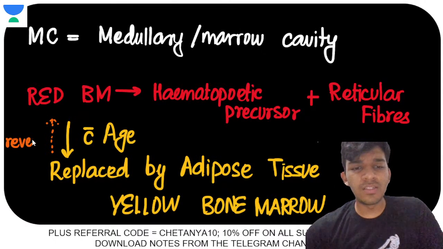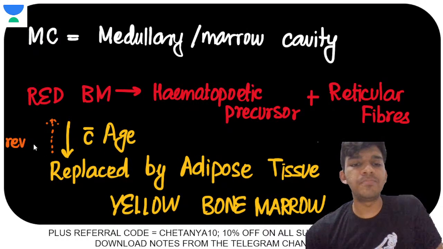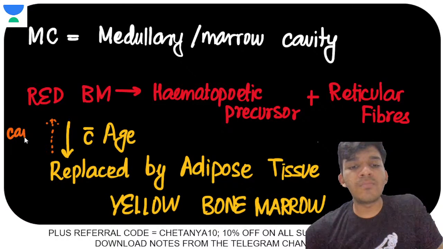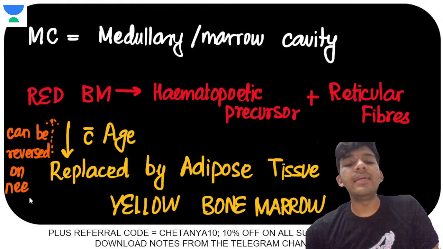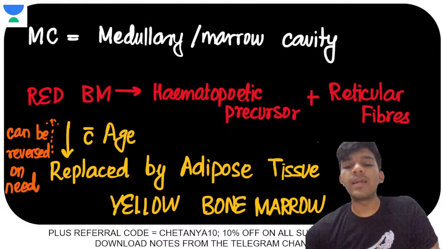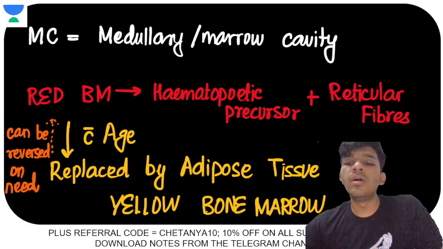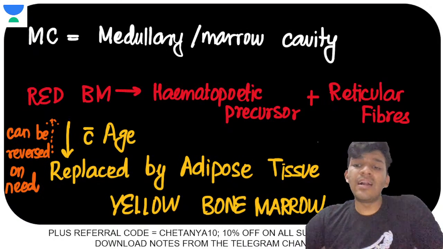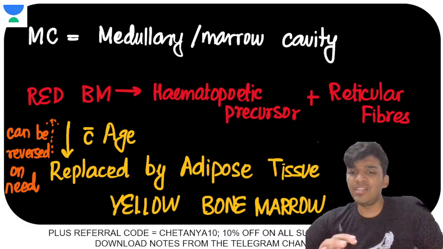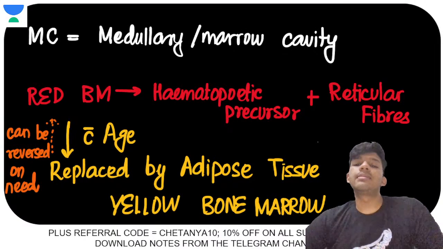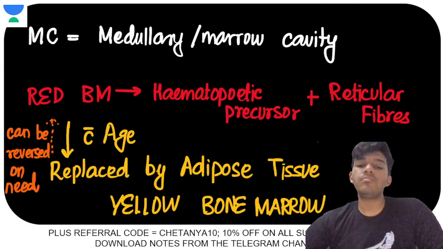This transformation is reversible based on need. If somebody loses a lot of blood and they need a lot of red bone marrow, they can convert their yellow bone marrow to red bone marrow, right? In the adult, red bone marrow is restricted to spongy bone at some very specific locations such as the iliac crest and the sternum. Okay.